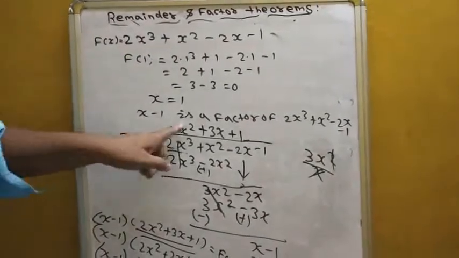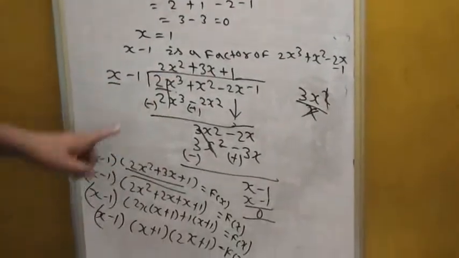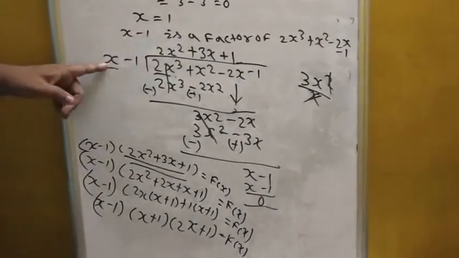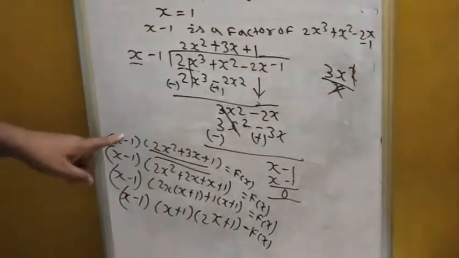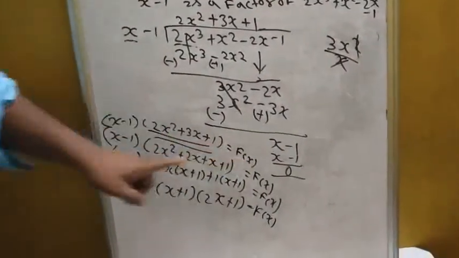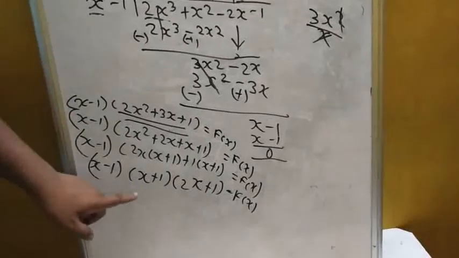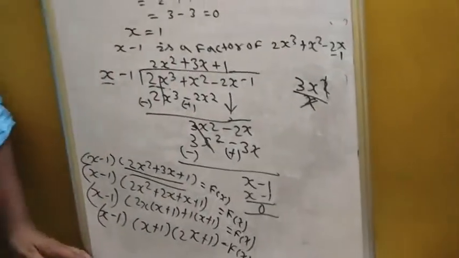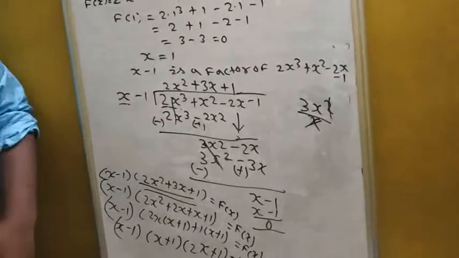After that divide. Okay, you are getting quotient, and dividend equals divisor into quotient, you know. So x minus 1 into 2x square plus 3x plus 1 equal to f of x. Already written, and then splitting the middle term. After that I will get the answer. This is the remainder and factor theorem. Thank you.